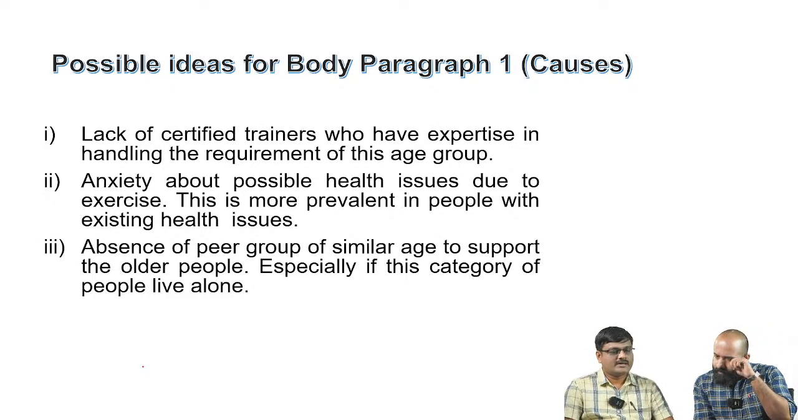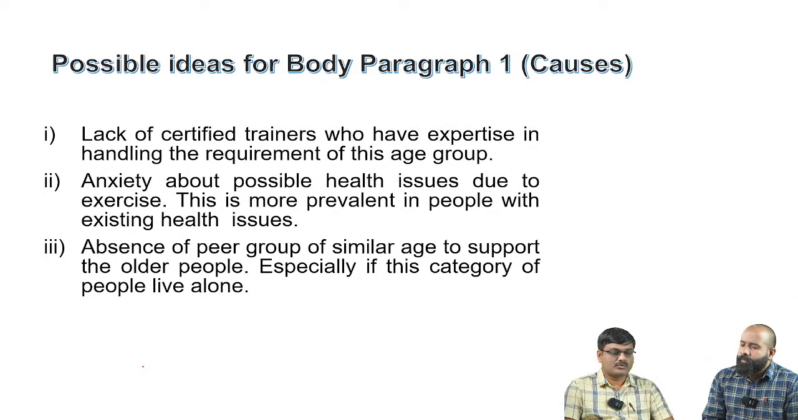Okay, and the third one: absence of a peer group. This happens if older people live alone. Mostly they are all retired and they are now away from their peer group. They don't have friends to socialize with, so they feel reluctance to go for exercise. They feel completely disconnected from the real world, a feeling of being alienated. All relevant things in the current social scenario too.